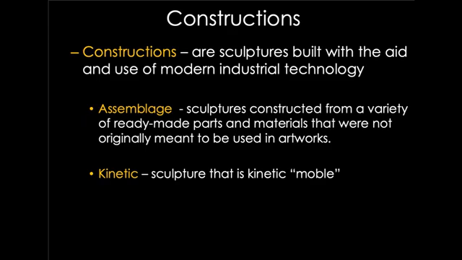Underneath that category, we have assemblage, and this is a particular type of sculpture where it is constructed from a variety of ready-made parts, materials that were not originally meant to be used in artworks. Essentially, it's like a collage, but you're using forms, something that's a three-dimensional object. And then you also have kinetic art. The word kinetic simply means mobile or moving. So it's a sculpture that is mobile, that has movement to it.